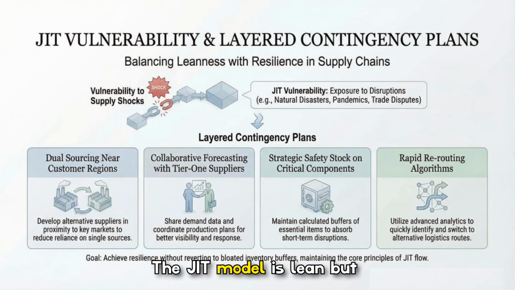The JIT model is lean, but susceptible to shocks, so layered contingency plans balance efficiency with resilience. This slide outlines strategies like dual sourcing near customer regions, collaborative forecasting with Tier 1 suppliers, strategic safety stock for critical components, and rapid rerouting algorithms. Together, these measures aim to preserve core JIT flow while absorbing disruptions without reverting to bloated inventory buffers.